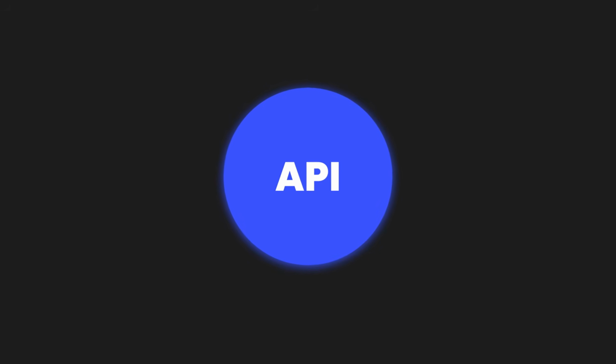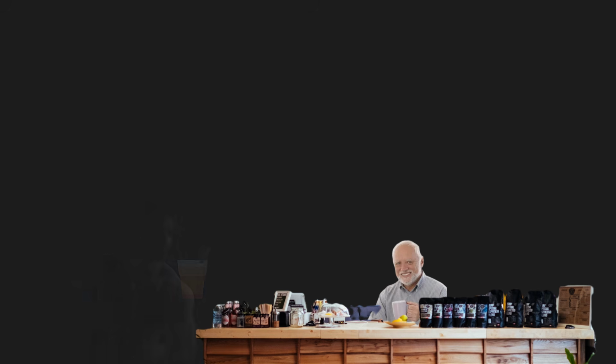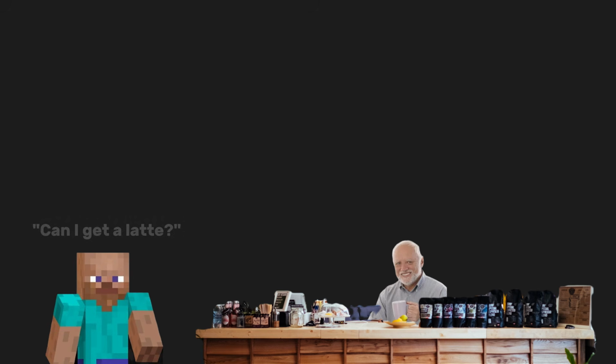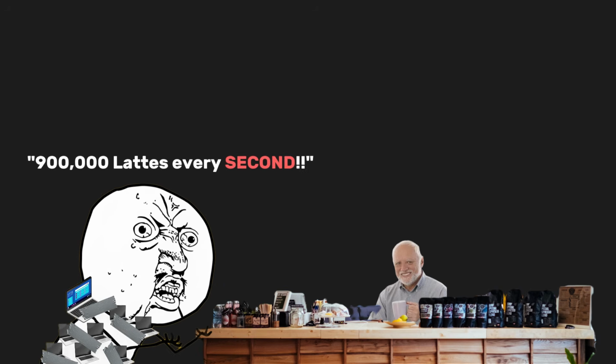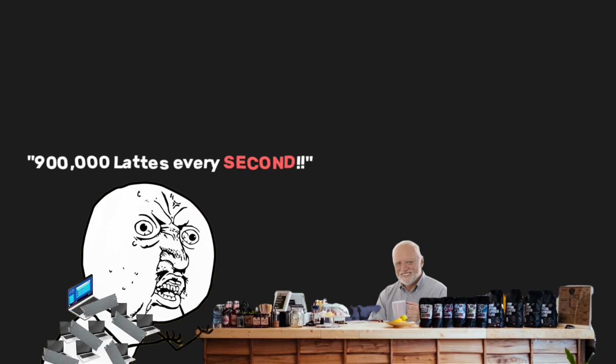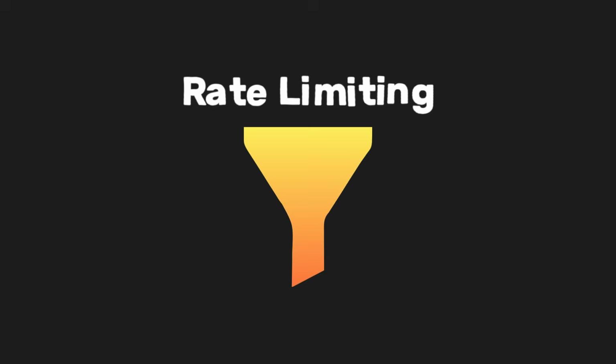Picture your API as a tiny coffee shop. One person walks in, "Can I get a latte?" Fine. Next person, "Can I get a latte?" Also fine. Then some guy kicks the door open with 400 laptops duct taped to his chest and yells, "I'd like 900,000 lattes per second." That's rate limiting in a nutshell. Or rather, that's why rate limiting exists.